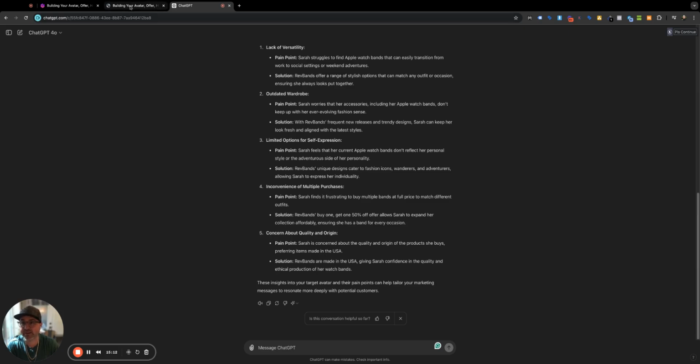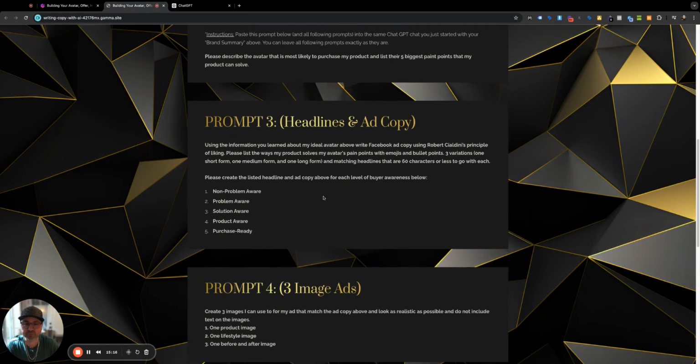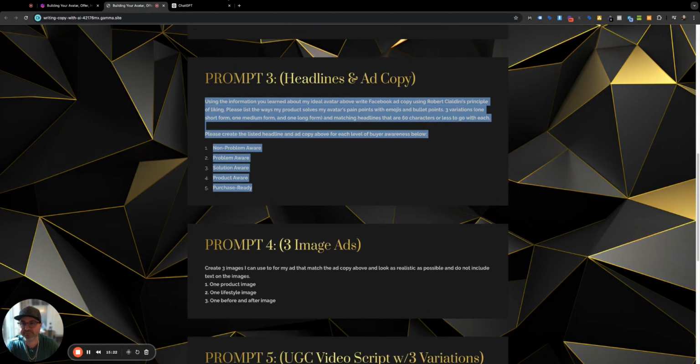So now we're going to go back. We're going to go to prompt 3. So we're literally pasting this entire thing. Moving as we go down these other prompts, all you have to do is paste the entire thing.